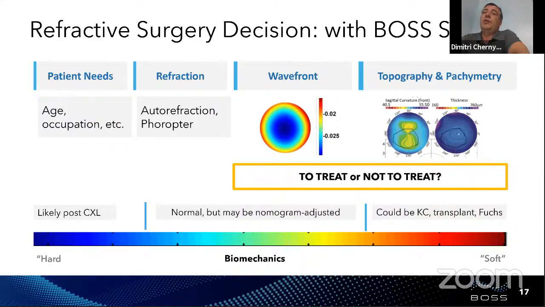And what we've seen is that even normal corneas may be on different sides of the spectrum. So perhaps, as BJ mentioned, there might be a nomogram adjustment that can be developed to improve the outcomes of the refractive procedure.